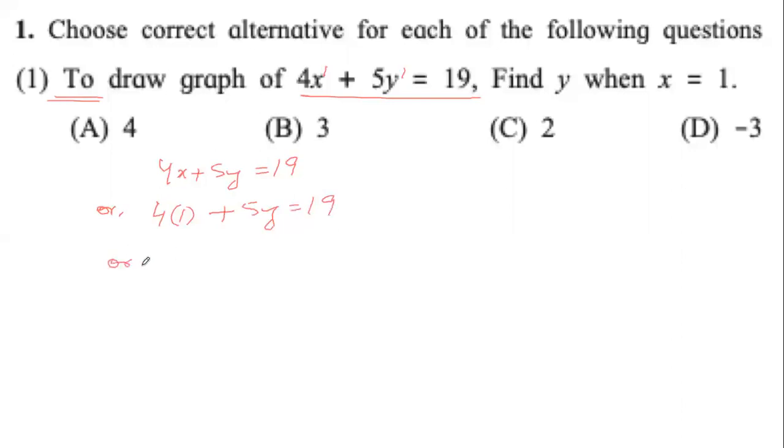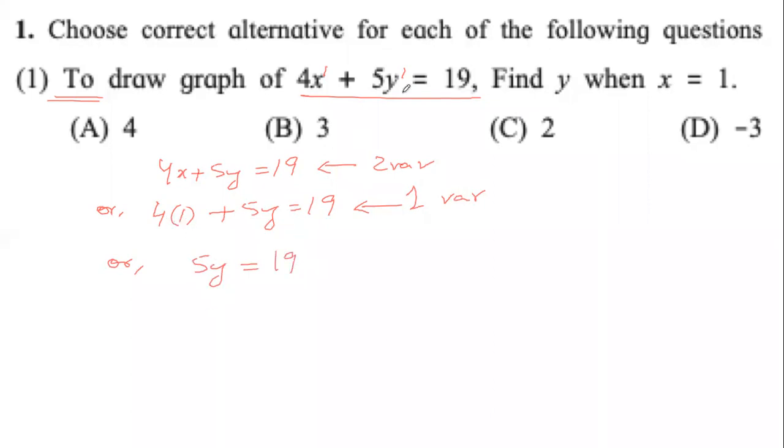Now you see what happened here. The linear equation in 2 variables, because we have put the value of one variable, it has become a linear equation in 1 variable. Now to find the value of y, we just have to solve this equation. So we will keep the variable terms on one side. We will keep all the terms without a variable on the right hand side.